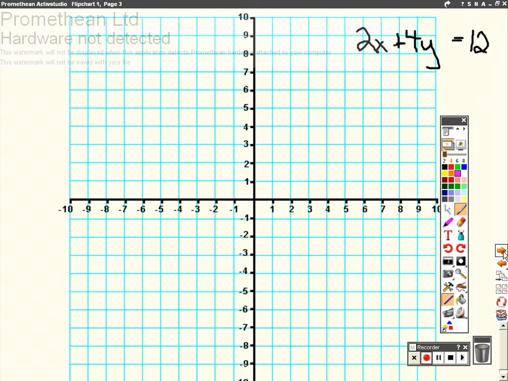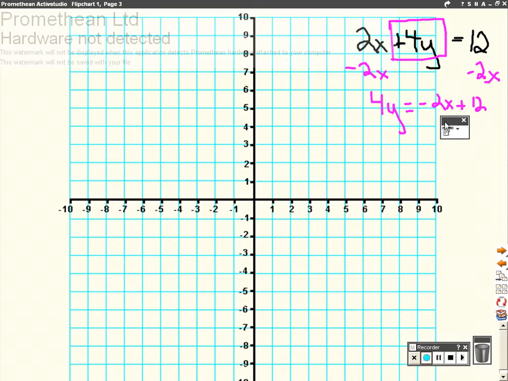Now the other situation might be that I have an equation that's not in y equals form, and I can't graph it until it's in y equals form. So I'm going to box my y. Okay, so I need to get rid of what's outside of the box. I need to get rid of the whole 2x. So to get rid of a positive 2x, I'm going to subtract 2x from both sides. And that leaves me with 4y is equal to negative 2x plus 12.